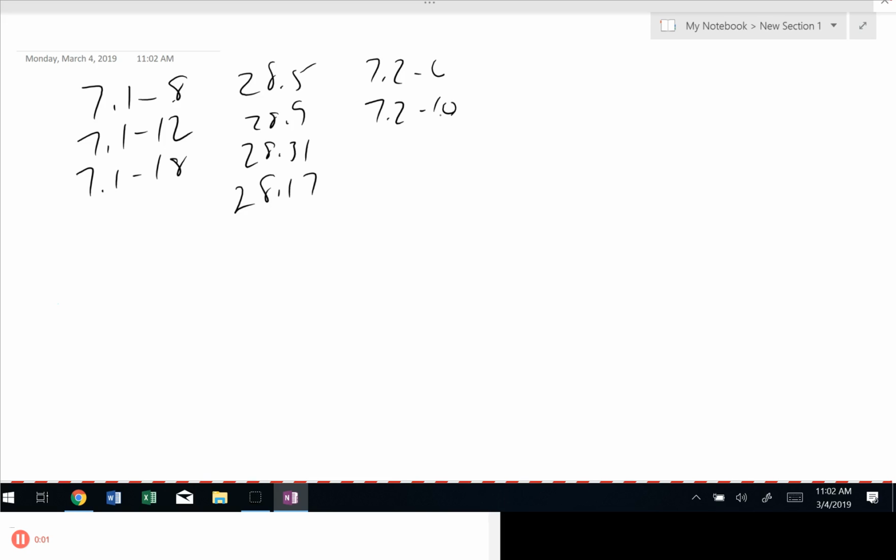Is that a 6? 7.2 dash. It's 6, yeah, sorry. I don't know why I put those in a different, weird order, because it is 28.31 and 28.17. I don't know why I did that. I must have decided I like that problem later. That's not the one I want.